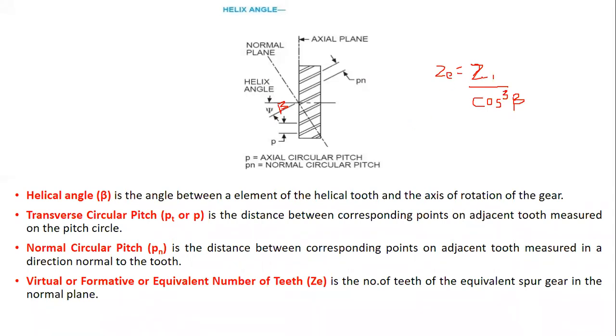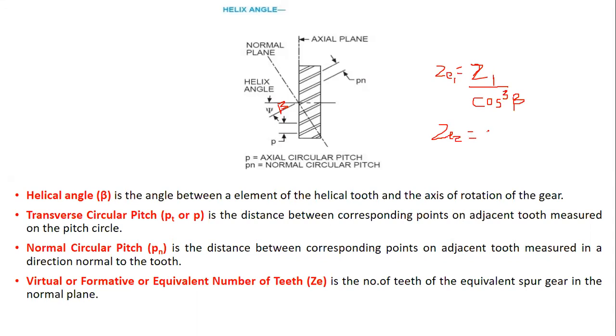For example, if you are finding the virtual number of teeth on the pinion, I will take it as Z1. If you are going to find the virtual number of teeth on the gear, we will take it as Z2. It depends upon which gear you have considered. If I consider the pinion, I will mention it as ZE1. If I consider the gear, I will mention it as ZE2.